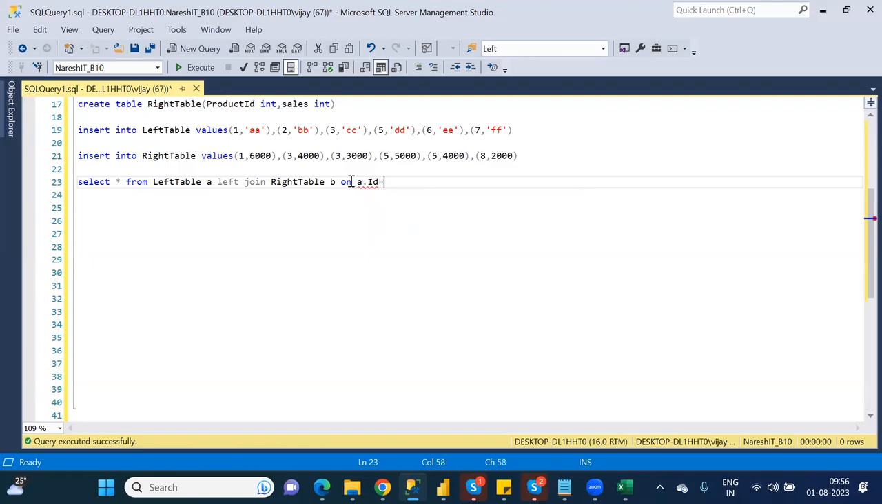And here you can use any operator: is equal to, less than or equal to, greater than or equal to, not equal to. Based on your requirement, you have to use the operator. So I'm using is equal to. The left table related common column you are writing, after is equal to, the right table related common column, you need to write it or not? What is the name of the right table? B dot. Understand clearly or not? Is it clear or not?